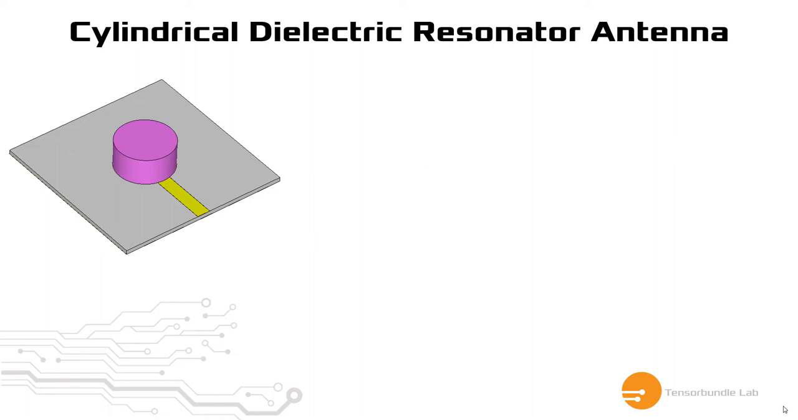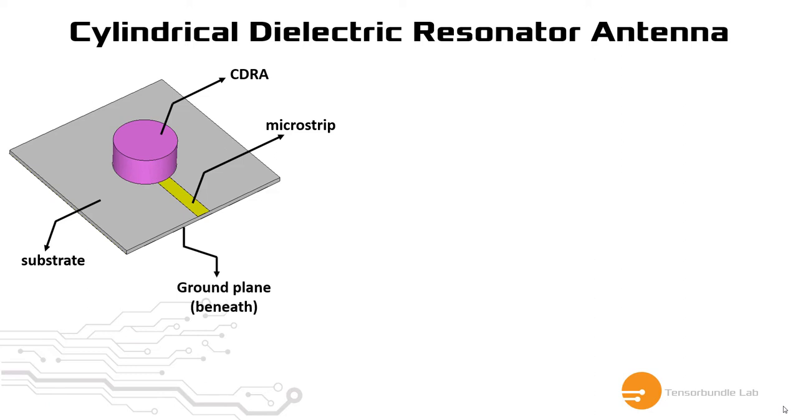When you construct a cylindrical dielectric resonator antenna, we place it on top of a substrate, and then we can excite this CDRA, which is the short form of cylindrical dielectric resonator antenna. We can excite it by using a microstrip line. So this CDRA is coupled electromagnetically with this microstrip line. Below this substrate, we have a full ground plane, so no radiation happens below the substrate. All the radiation is right on top of the cylinder.